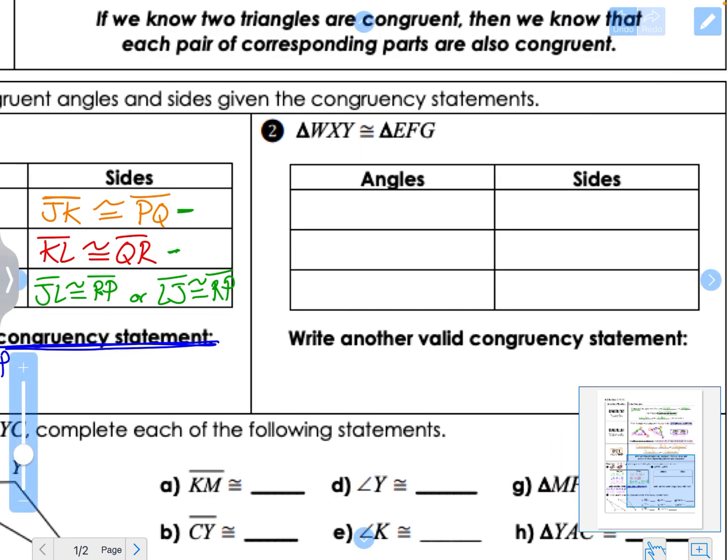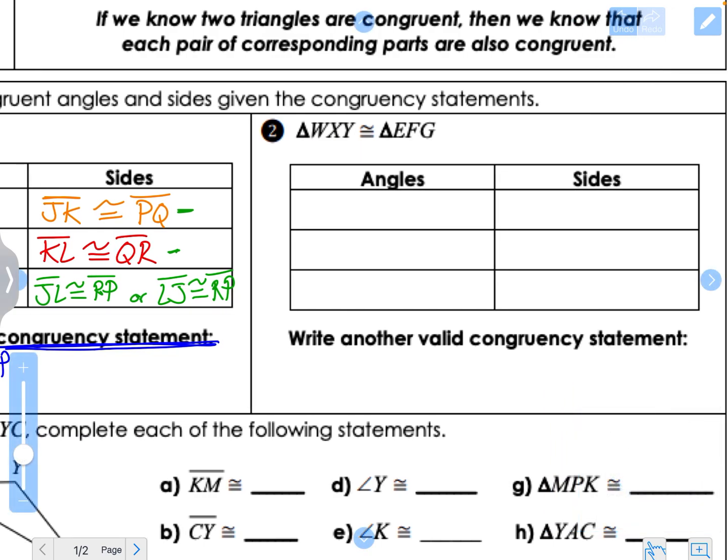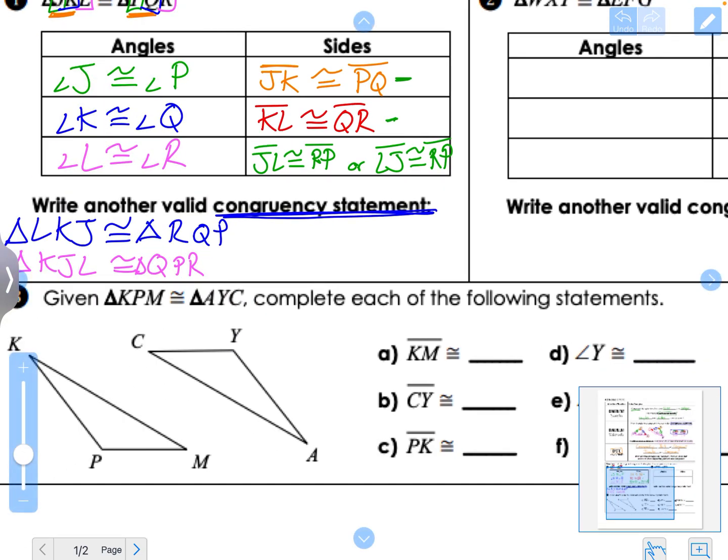So I want you to do number 2 on your own, and I want you to go ahead and compare it to the completed notes on Canvas.